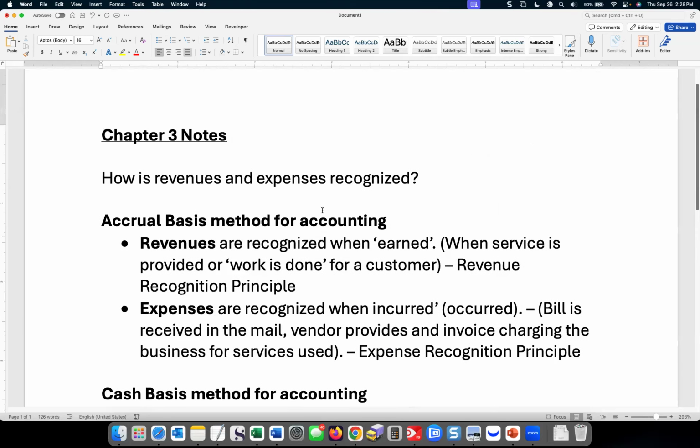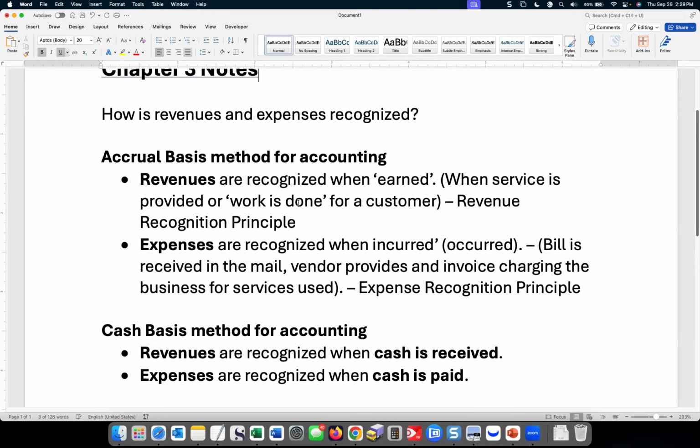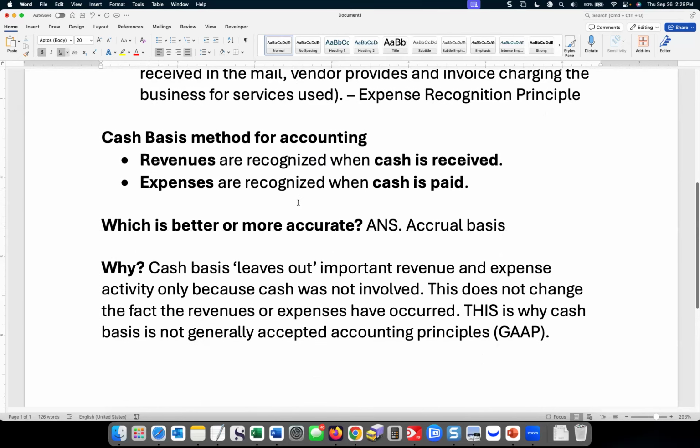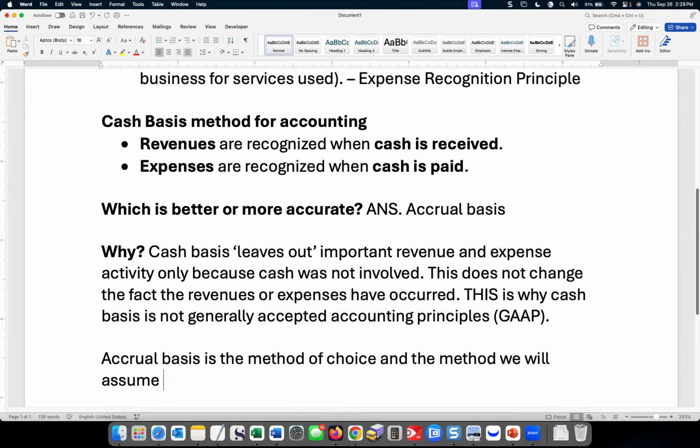You are leaving out part of what happened to that company because the criteria that you're using does not follow what actually happened. All right. So, and then accrual basis is the method of choice. Oops, I can spell choice. I'm not centered on the keyboard. That's why. And the method we will assume and use.